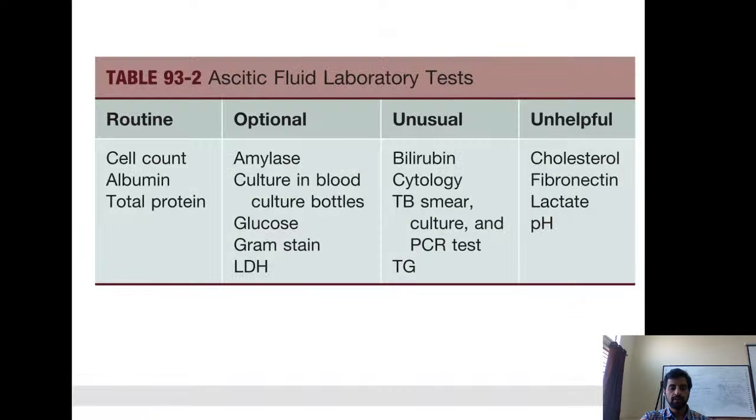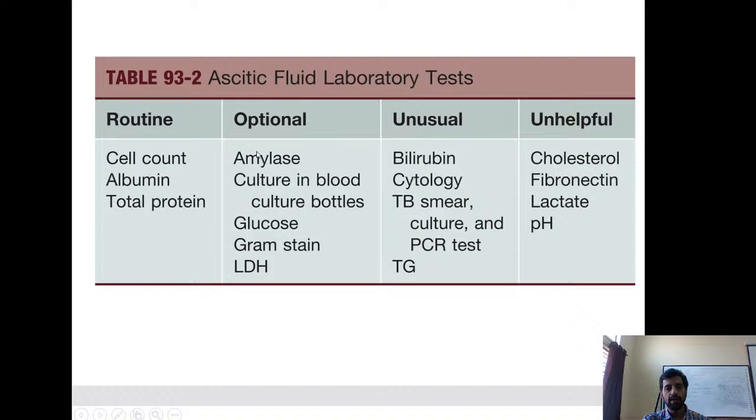Okay. So what are the tests that you do? Routine is cell count. You will see the number of neutrophils and cell count and differential also. Is it neutrophil predominant? Is it lymphocyte predominant? What is the total number of leukocytes? We'll check for the amount of albumin and also total protein. So why do we do this? We'll be covering it in the further slides.